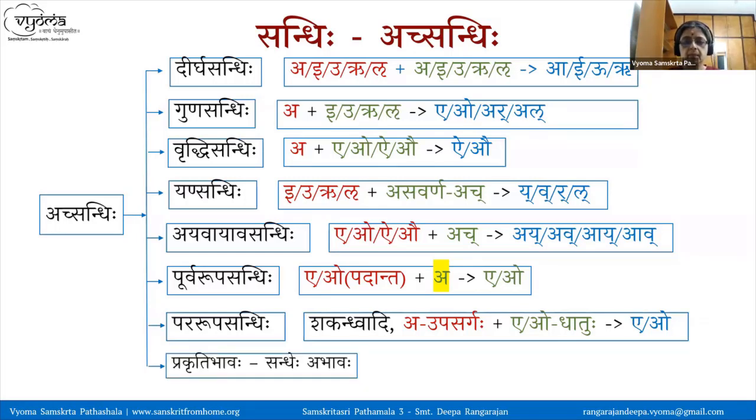Like prejate, we saw the examples. Prejate or paroshati, etc. And prakriti bhava is the absence of sandhi. We saw that under certain conditions, even though the sandhi conditions are fulfilled, sandhi does not happen because of prakriti bhava.